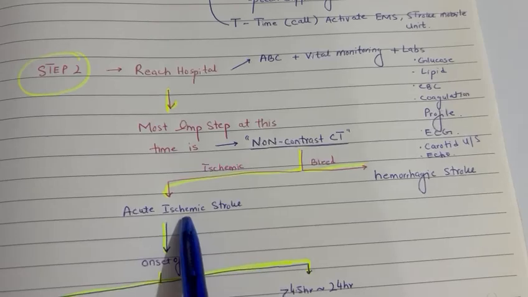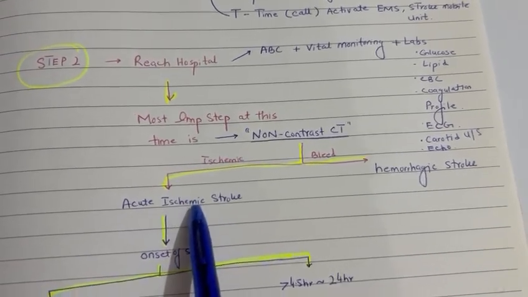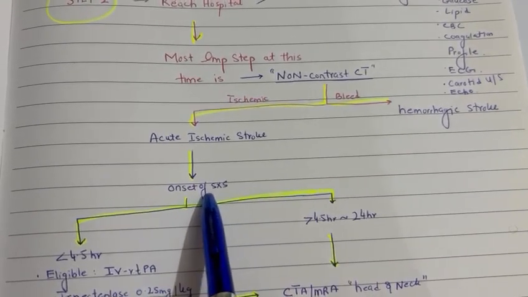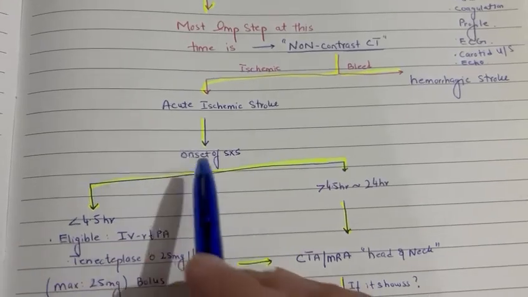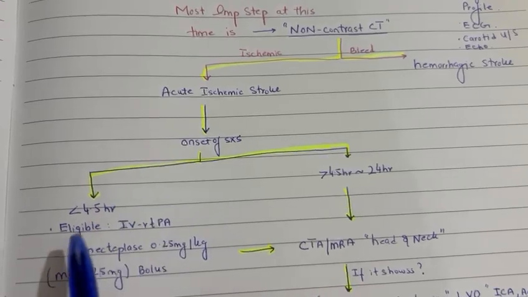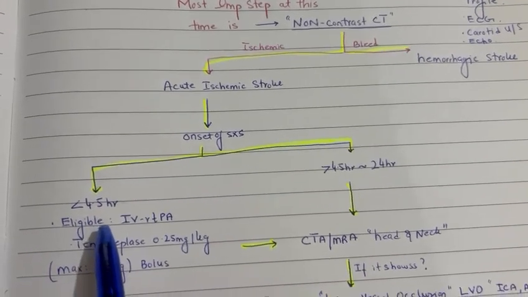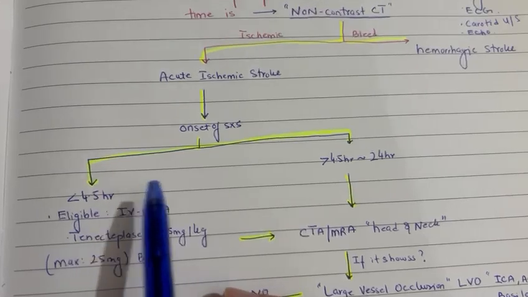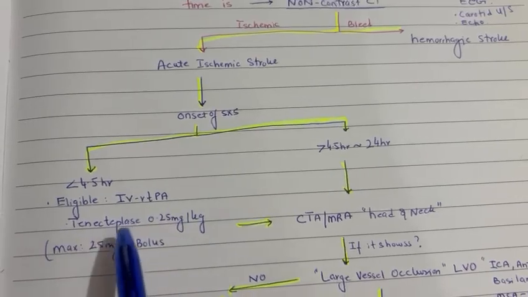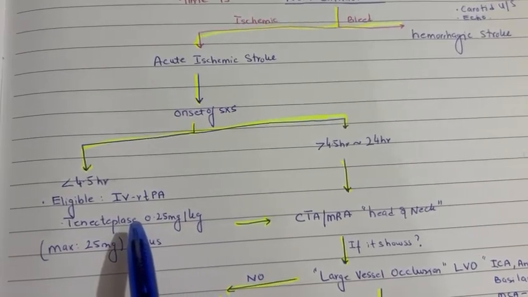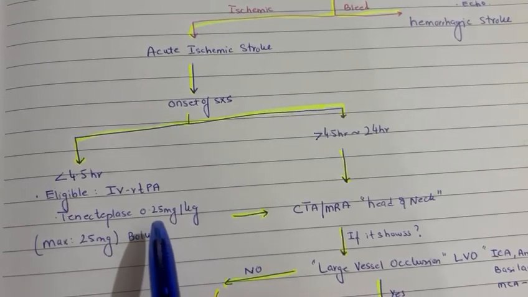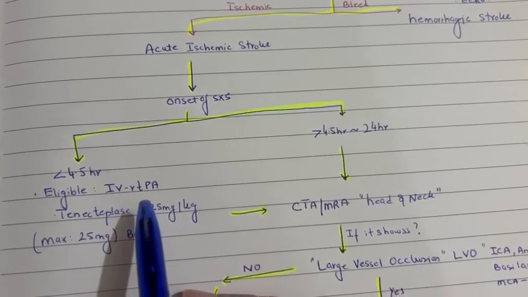So we have identified, this is our first step. The next most important is knowing the onset of symptoms. When did the patient develop onset of symptoms? If the onset is less than 4.5 hours, he is in this window, and he is eligible, meaning the patient has no contraindications to IV thrombolysis, then our next best step will be IV recombinant TPA. That is tenecteplase in the new guidelines 2026, and alteplase can also be used, with a maximum of 25 mg IV bolus once. That is the most important step.